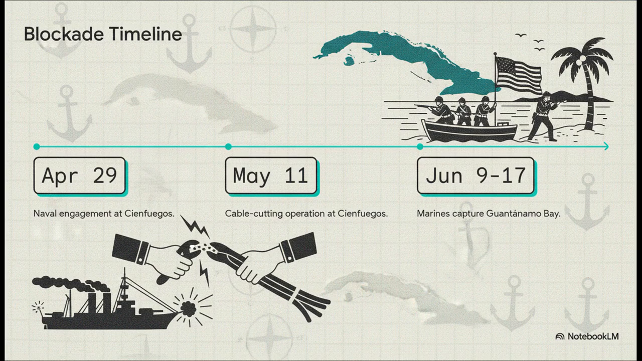Following that, in June, the U.S. Marines executed a brilliant operation to secure Guantanamo Bay. Why Guantanamo? Well, the blockading fleet desperately needed a secure, deep-water harbor to take on coal and shelter from those devastating Caribbean hurricanes. From a purely military history standpoint, analyzing this naval action, the U.S. Navy executed their portion of the strategy with near-perfect efficiency.